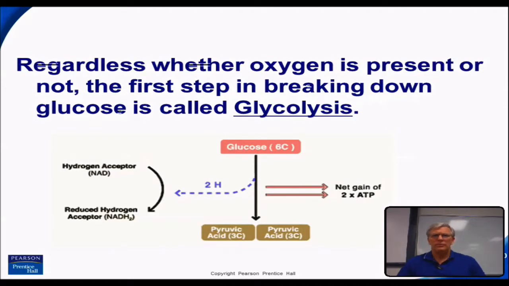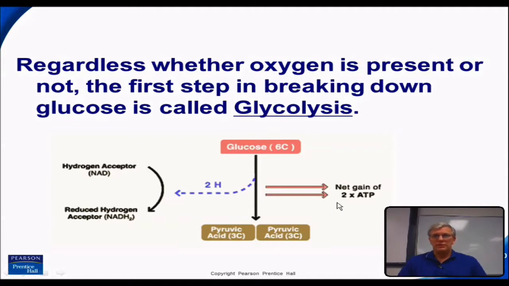All right, so let's begin looking at cellular respiration and the breakdown of glucose. First of all, regardless of whether oxygen is present or not, the first stage of breaking down glucose is always going to be a process known as glycolysis. And in glycolysis, what happens is glucose, a 6-carbon molecule, is essentially split into 2 3-carbon molecules. And those 2 3-carbon molecules are called pyruvic acid.